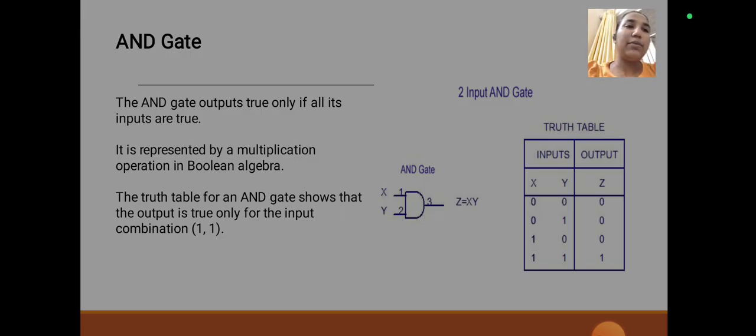If inputs are x and y and output is z, if both x and y are 0, the output is 0. If x is 0 and y is 1, the output is 0. If x is 1 and y is 0, the output is 0. If both x and y are 1, then the output is 1.